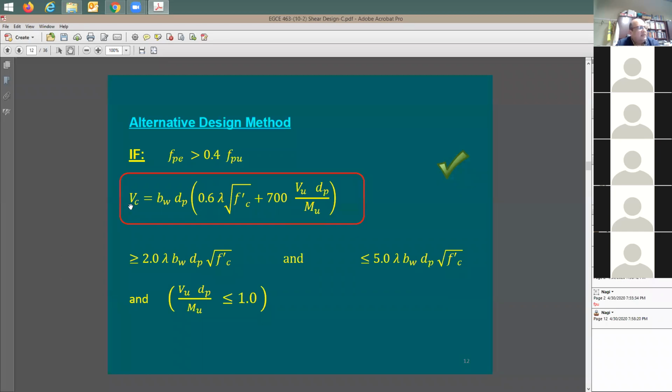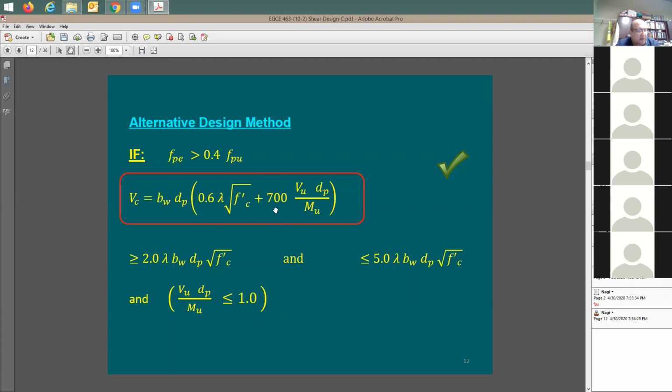The equation here says Vc is going to be equal to b times d. This is going to be the cross-section area exposed to concrete. It says here, instead of using 2, I'm going to be using 0.6 square root of f'c. Conventional concrete, of course, this lambda is going to be equal to 1. So here's the first main difference. Conventional concrete, I have 2 square root of f'c. And here I have only 0.6 for the concrete. And then I have an additional component.